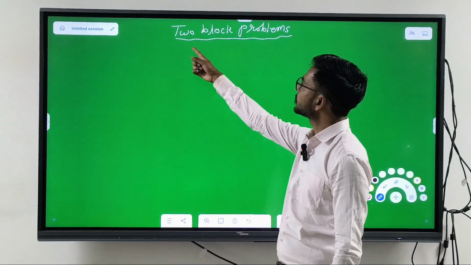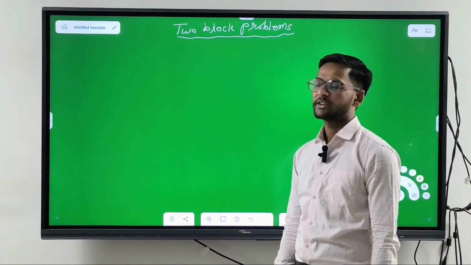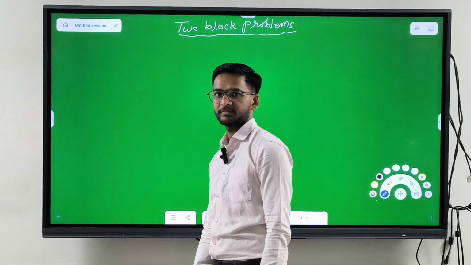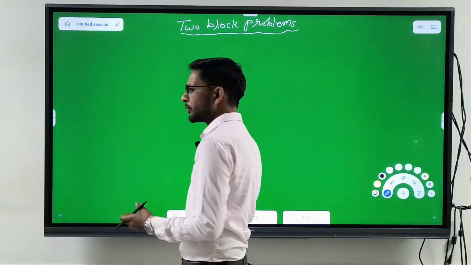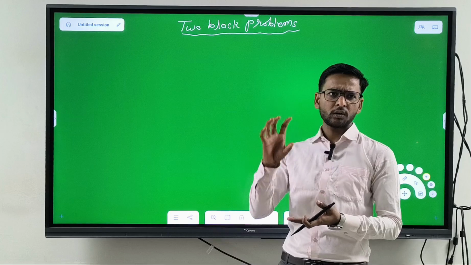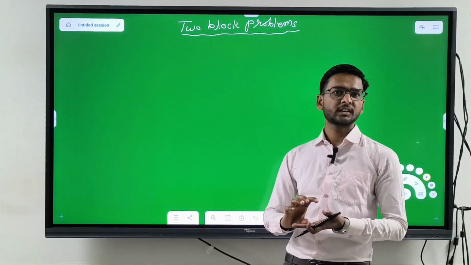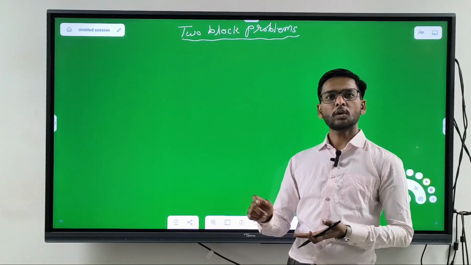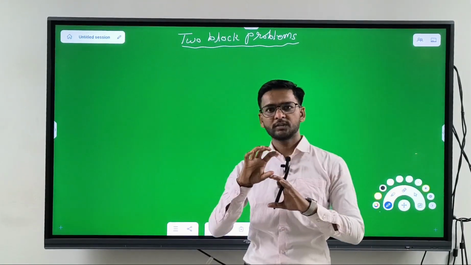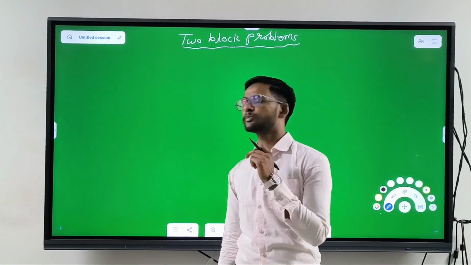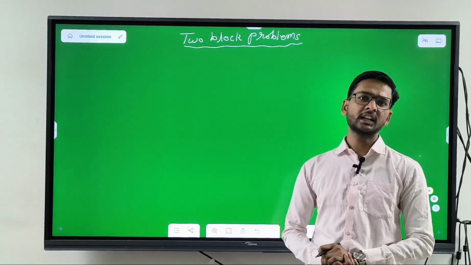Today we will discuss the topic of two block problems, which comes under the topic of friction. Okay, two block problems means there is one block kept on the surface and there is another block which is also kept on the first block. So how to deal with these problems? Today we will learn about this.